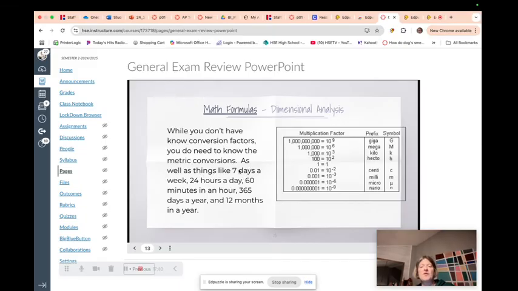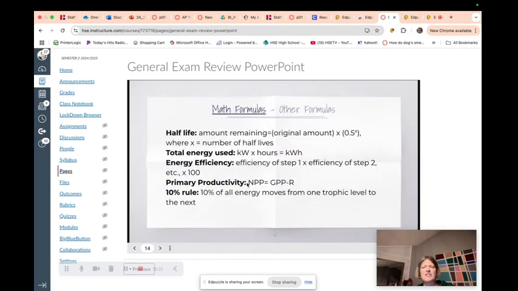You also need to know that there's 7 days in a week, there's 24 hours in a day, there's 60 minutes in an hour, there's 365 days in a year. I've seen some of you mess that number up, so make sure you know that. 365 days in a year, and there's 12 months in a year. I think we're all pretty good with that. Okay, so anyway, just make sure that you know those conversions.